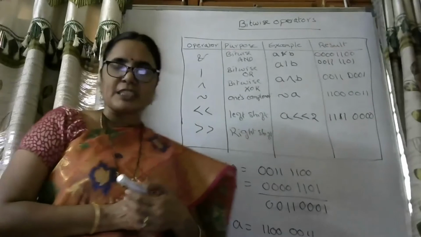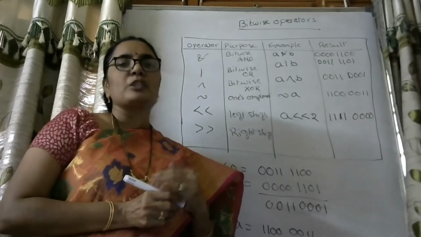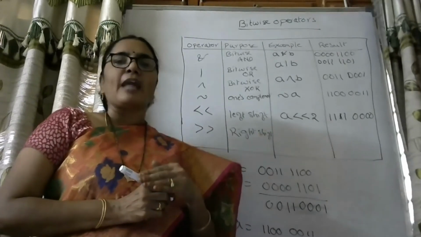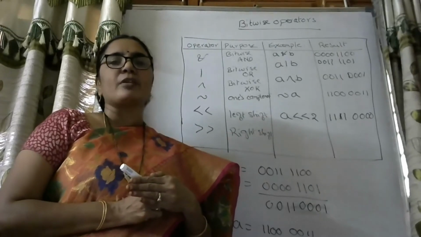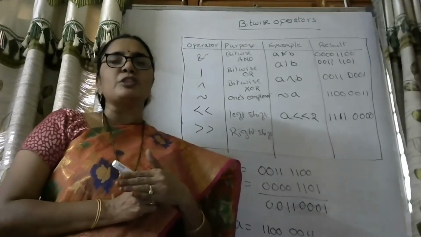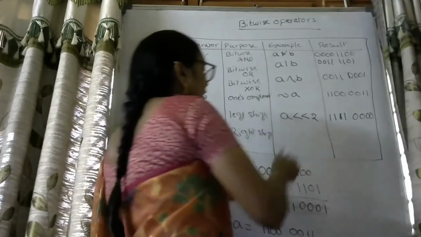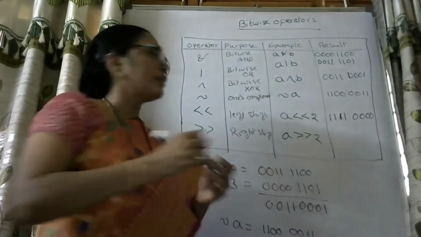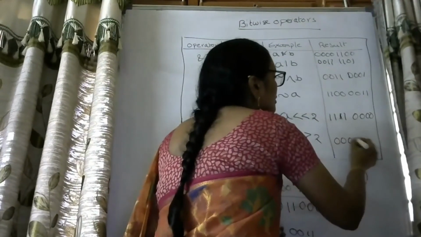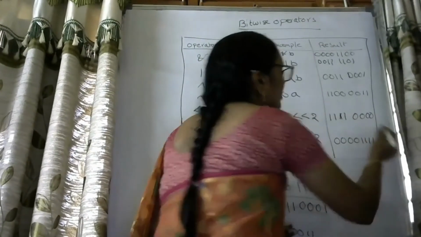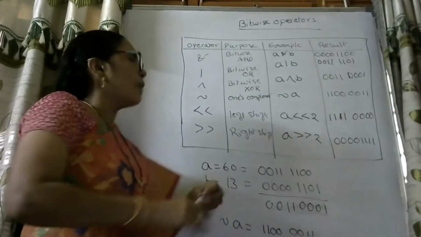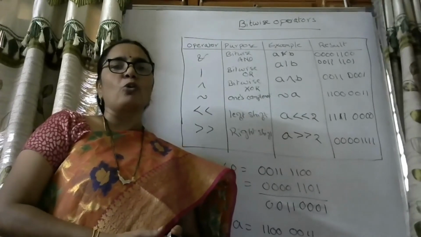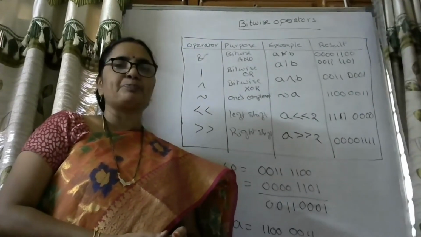Initially I have taken the number 60. If I try to do the shifting once, it becomes 30. And again if I shift the number 30, then it becomes 15. So here if I try to write A right shift 2, whose value will be equal to 0, 0, 0, 0, 1, 1, 1. So this is all about the bitwise operators. So now I conclude this topic at this point.